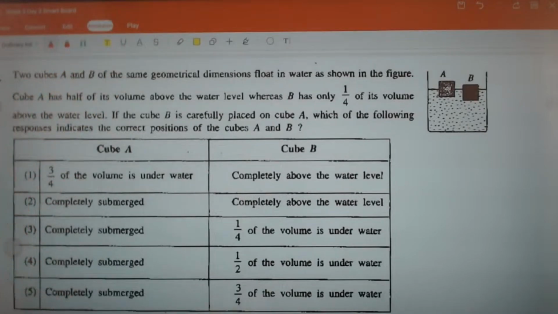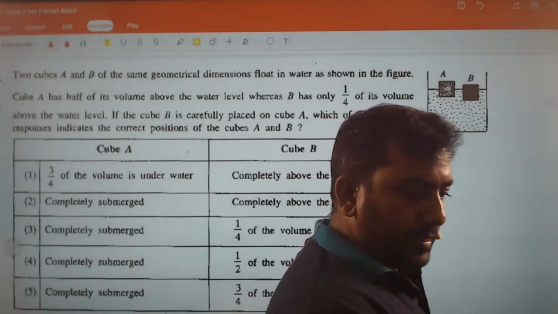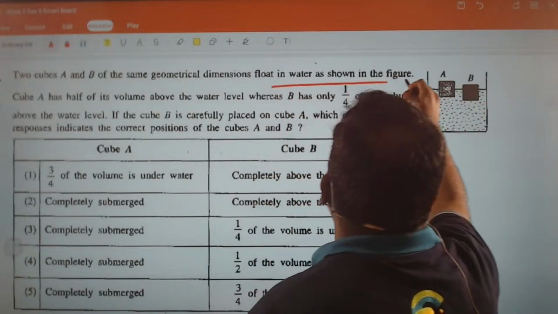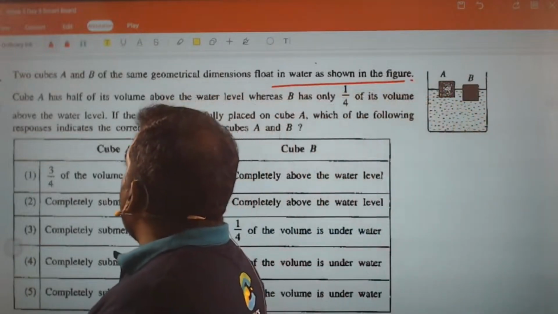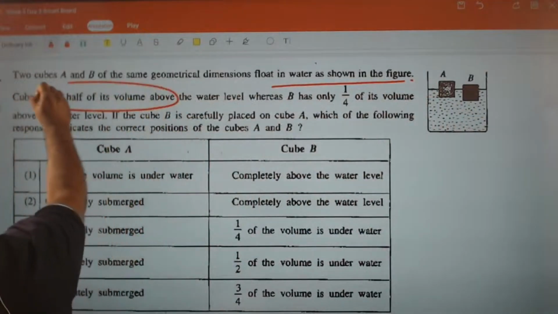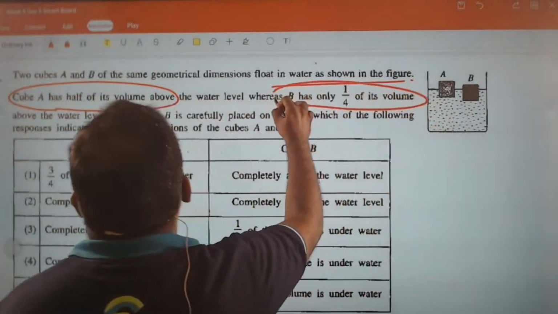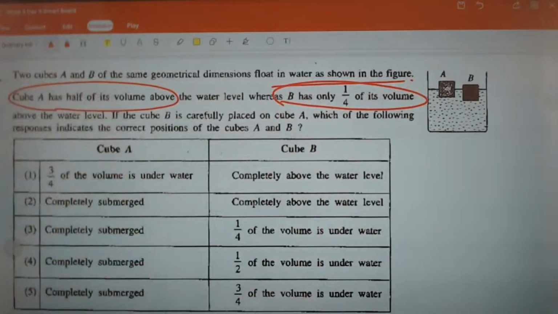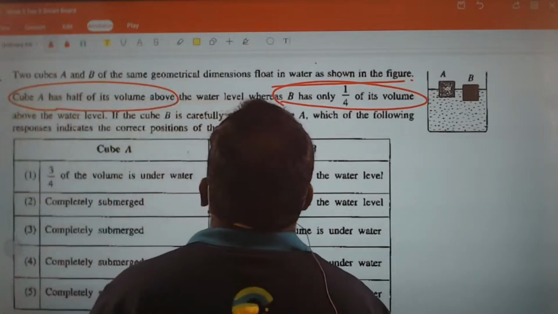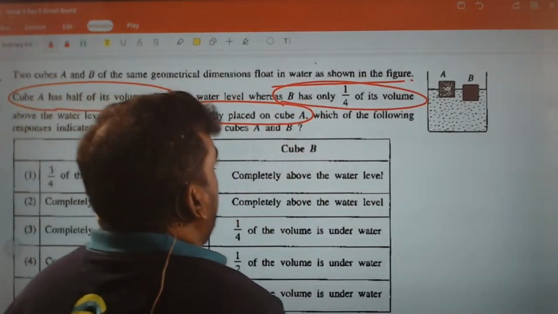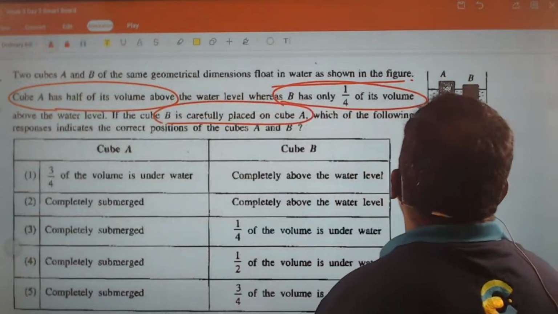Two cubes A and B, same geometrical dimensions, floating in water as shown in the figure. Cube A has half the volume above water, whereas cube B has a quarter of the volume above water. If cube B is carefully placed on cube A, which of the following indicates the correct statement? Look at the word now.